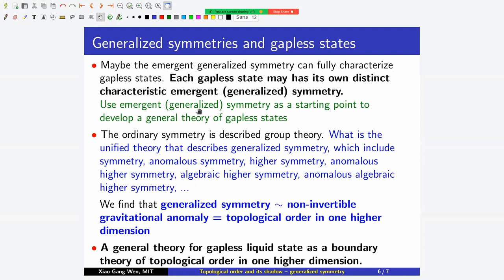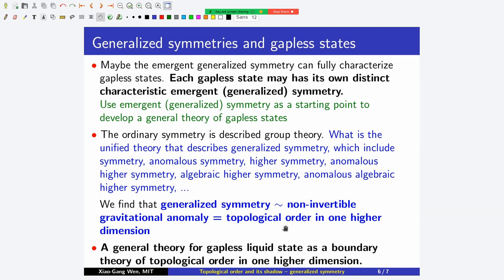Okay. So we know that ordinary symmetry is described by a group. So what theory describes other generalized symmetry, all those symmetries? Then it turns out that those generalized symmetries can be described by so-called non-invertible gravitational anomaly, which actually is almost the same as a topological order in one higher dimension. So this is really the statement I made at the beginning: all those generalized symmetries are not described by a group, but by something we already know, topological order in one higher dimension, or TQFT, or tensor category or something like that. So that is a kind of mathematical formalism to describe this generalized symmetry.